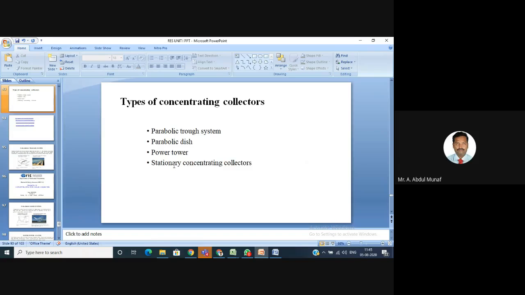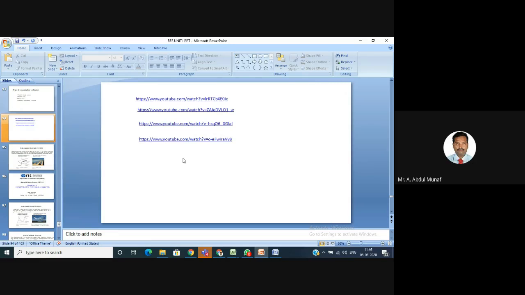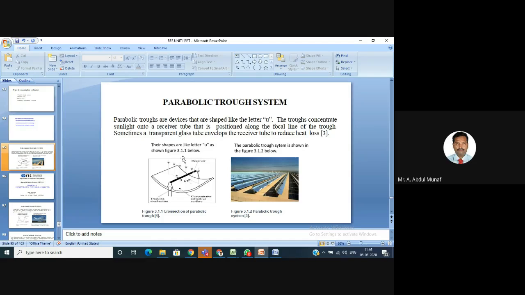In the last class, we have seen the parabolic trough system: what a parabolic trough system is and how it works. Today we are going to see the second and third types. Second type is a parabolic dish, and third type is power tower. Actually, this one is a parabolic trough system which was seen in the last class.